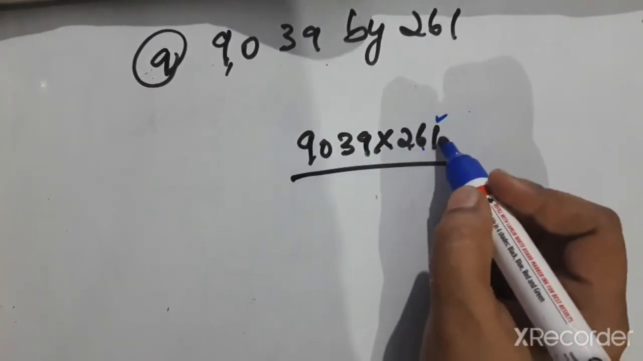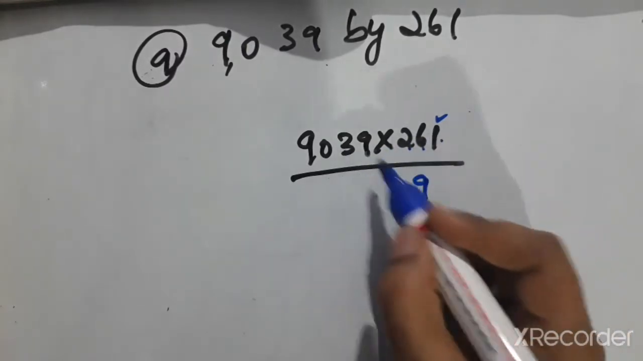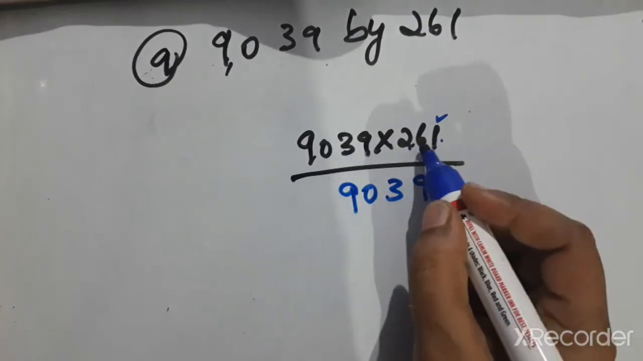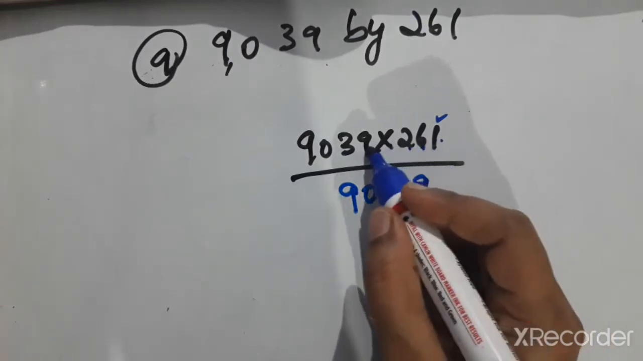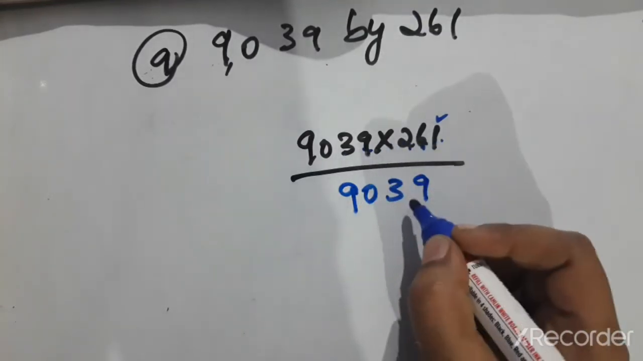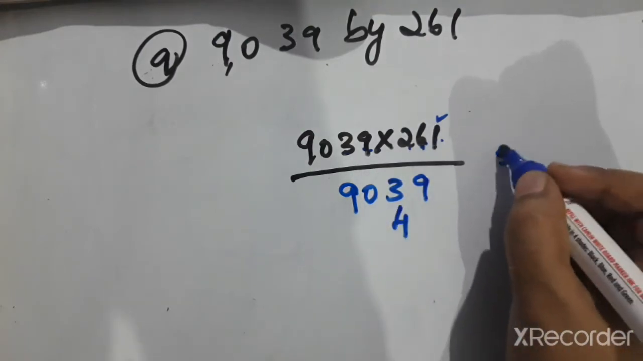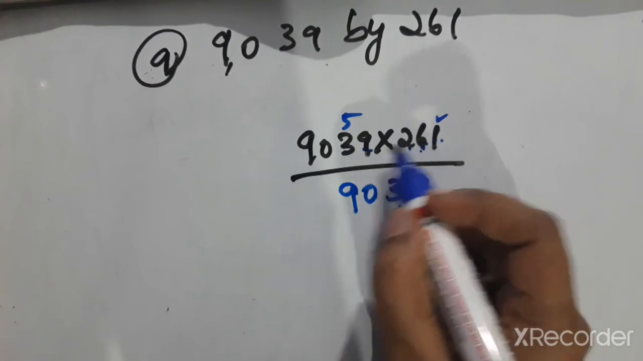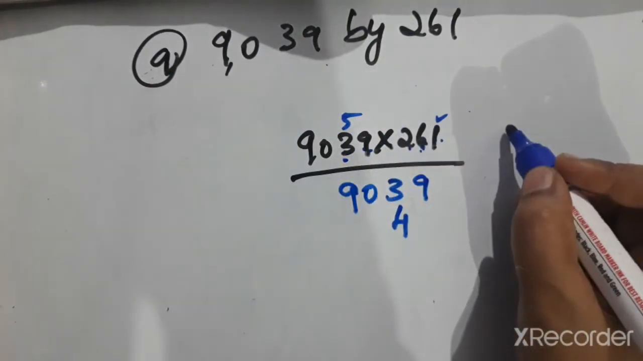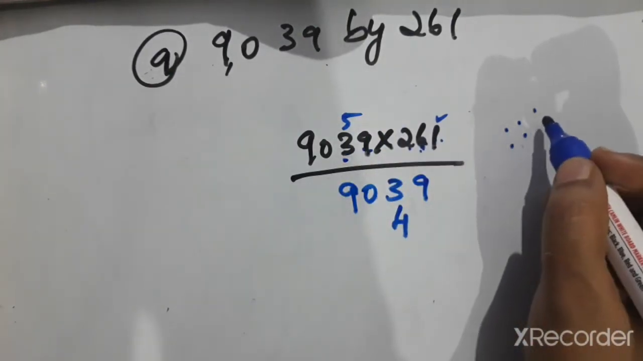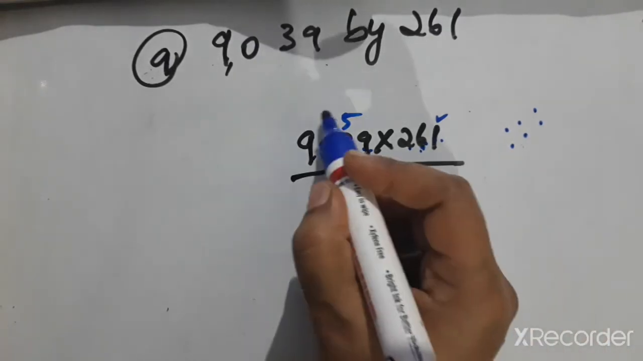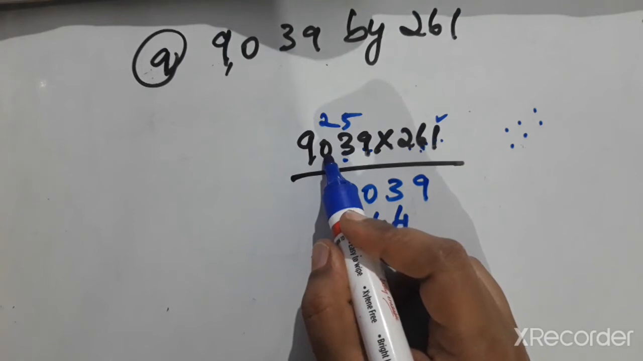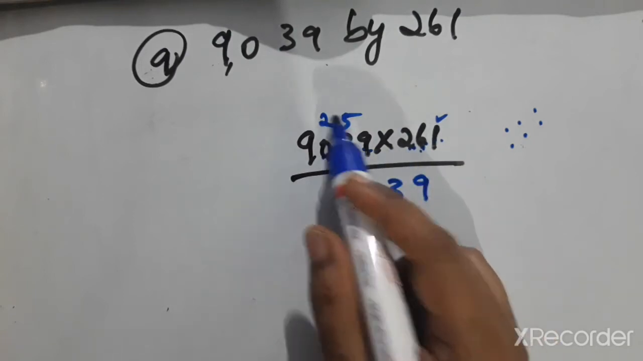So first start with 1. 1 9s are 9. 1 3s are 3. 1 0s are 0. And 1 9s are 9. Now next number 6. 6 9s are 54. 5 carry out to next place. 6 3s are 18. 18 plus 5 is 23. 3 and 2 carry out to next place. 6 zeros are 0. Any number multiply with 0 is 0. 6 zeros are 0. 0 plus 2 is 2.